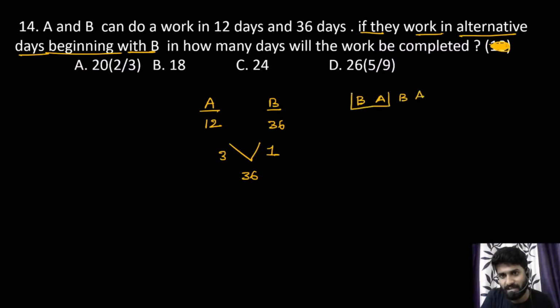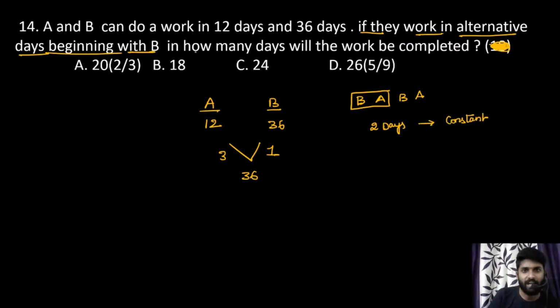Then what is your observation? Every 2 days the efficiency is constant. In how many days will the work be completed? Now observe, guys. If you consider the first day B, he performs 1 unit. After B leaves the work, A joins, so A completes 3 units that day. Now again B does 1 unit, again 3, again 1, again 3. In this way, when the count reaches 36, the total work is completed, guys.